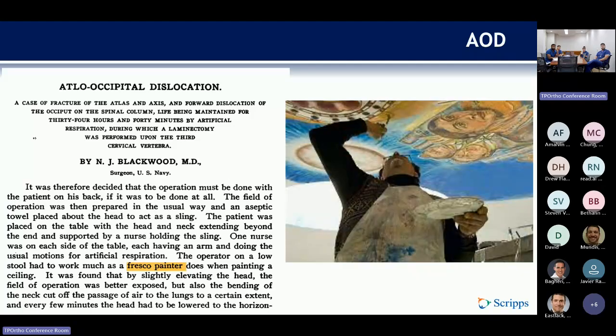Just a little backstory. So the first report of Atlanto-occipital dissociation actually came to us from a Navy surgeon, Dr. Blackwood, back in 1908. And back then, the course for this injury was artificial respiration, a supine C3 laminectomy, which you can imagine is quite awkward. And he described doing it as if he were a fresco painter, and ultimately death.